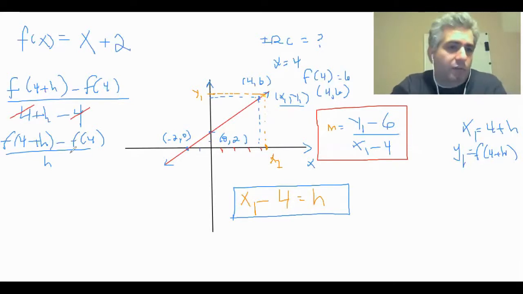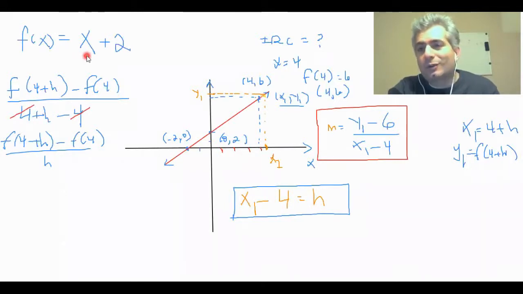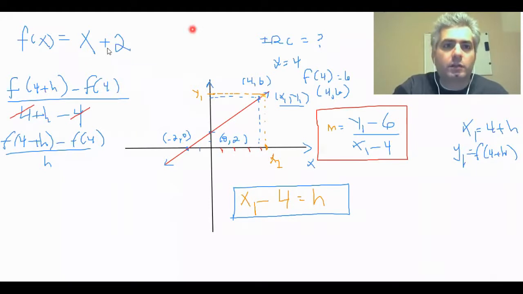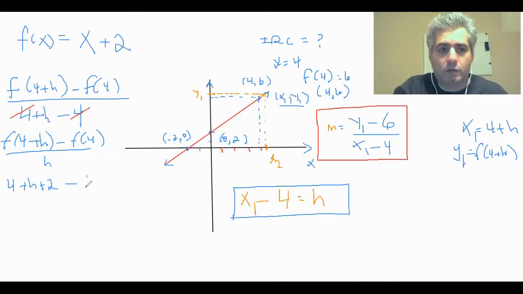But let's solve for f of 4 plus h. So what is f of 4 plus h? What that means is we want to write our function in terms of 4 plus h. So wherever we see an x in the function, instead of writing x, we're going to write 4 plus h. So let's do that. So that would give me f of 4 plus h would be 4 plus h plus 2. And then minus f of 4. We solved for f of 4 already. It's 6. So minus 6 over h.